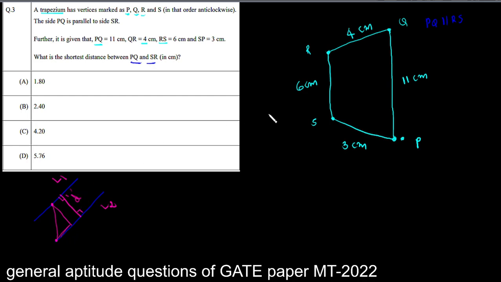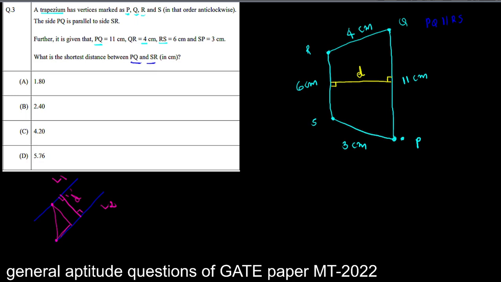So now simply we have to find the perpendicular distance between those two parallel lines, and here the parallel lines are PQ and SR. So now we can draw the perpendicular line in this way, and here this angle is 90 degrees, because we know the minimum distance between any two parallel lines is nothing but the perpendicular distance between them. And here let's denote this distance D. So now simply we have to find this distance D here.